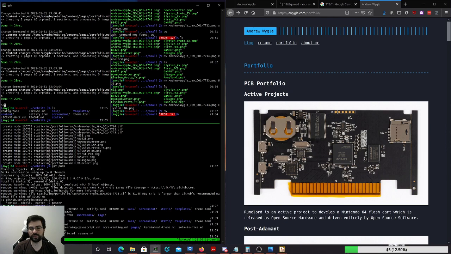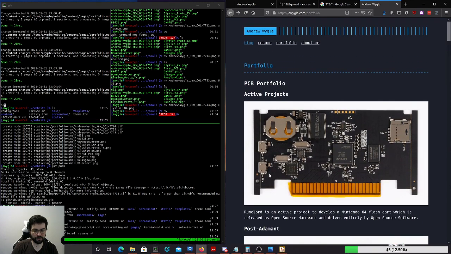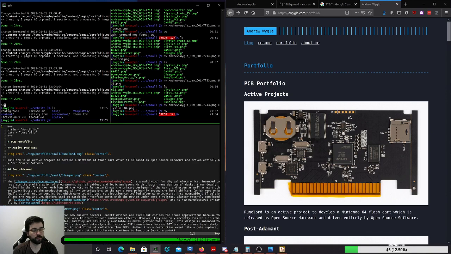What I really want to do is paginate it so that you only get one project per page. But I don't really want to try to figure out from scratch how to do that in Zola while also on stream. Not that there's anything wrong with that, it just wouldn't be that interesting.